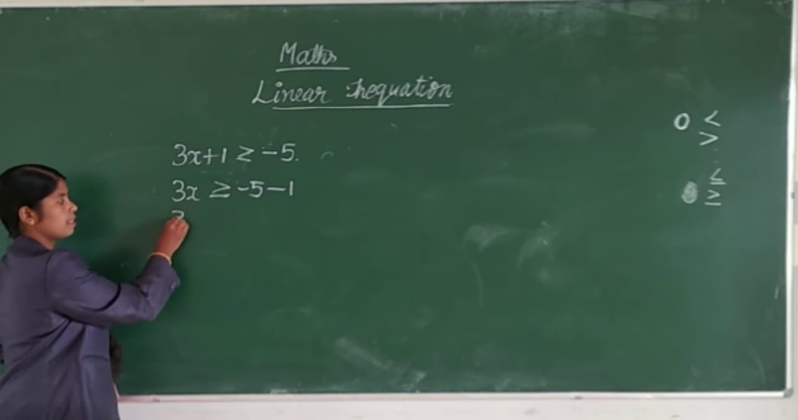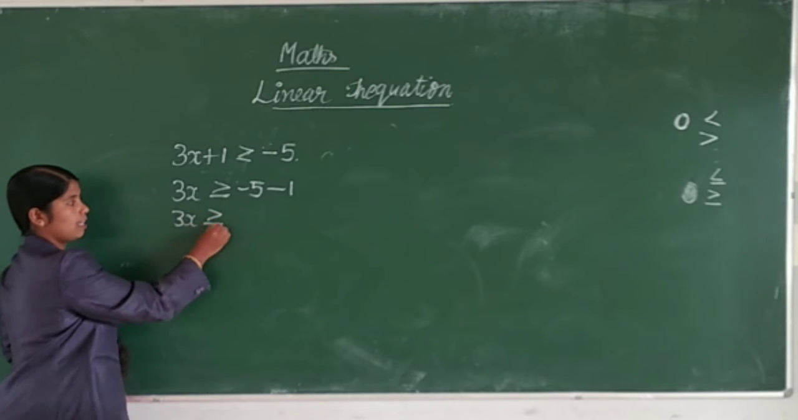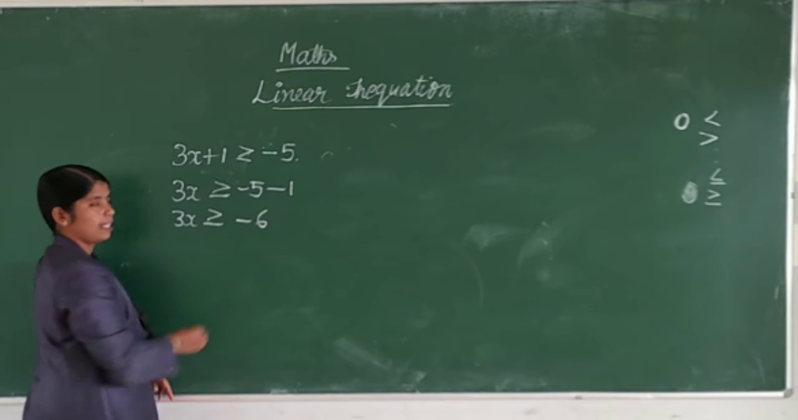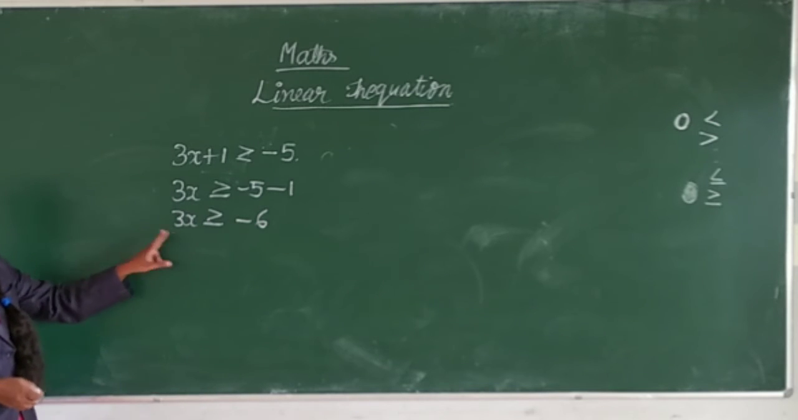Then 3x greater than or equal to minus 5 minus 1 is minus 6. Now divide by 3.